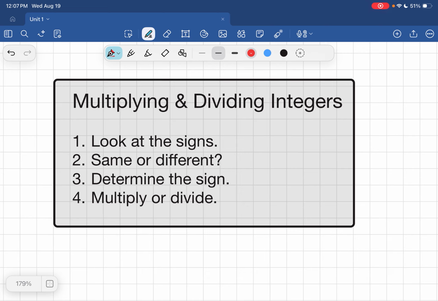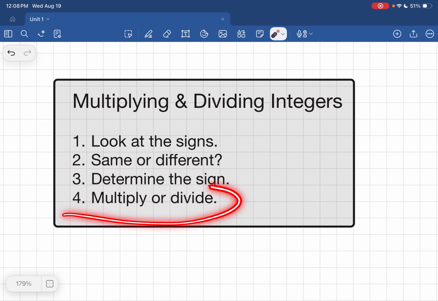Multiplying and dividing integers. 1, look at the signs. 2, are they the same or different? 3, determine the sign. 4, multiply or divide.